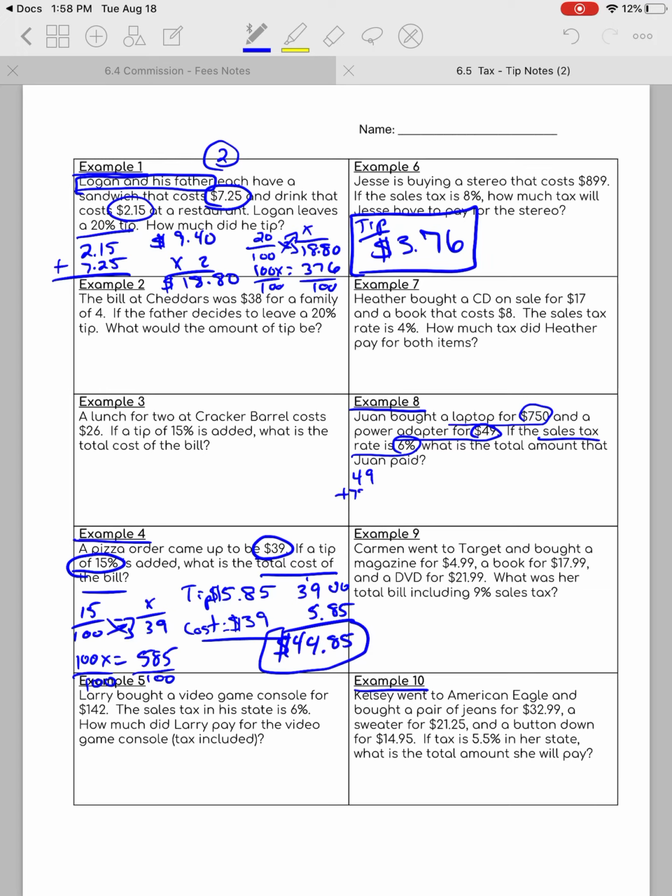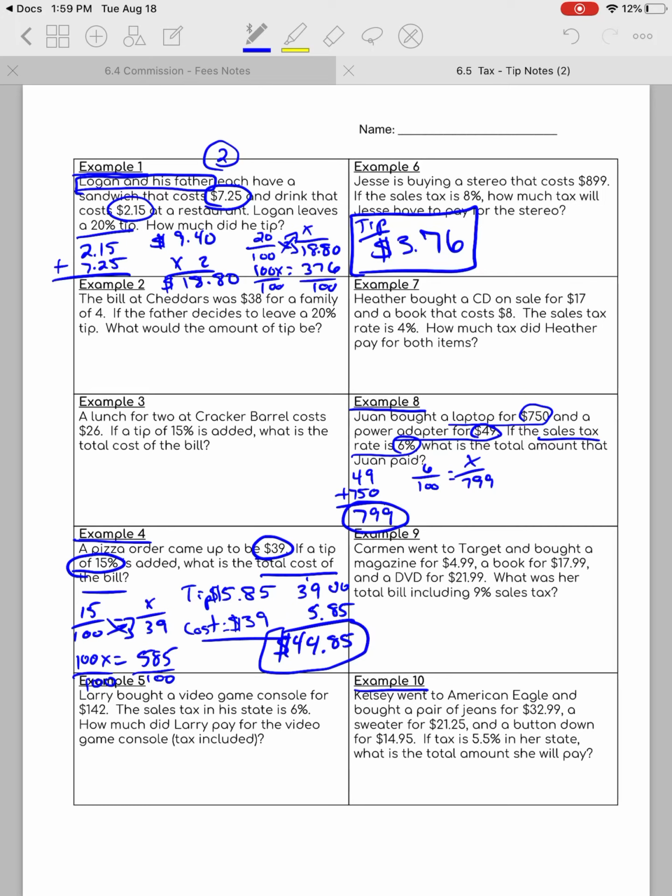First off, we need to find the total that he paid for his items. That's 49 plus 750. What does that give you? 49 plus 750 is $799. So that's his total cost. I'm sorry, not his total cost. Well, his total cost that he paid for the items. Now, we need to find out what that sales tax is on $799.